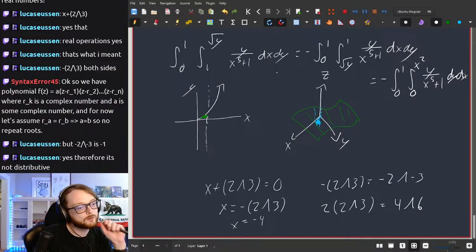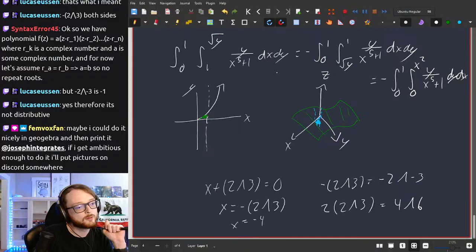Polynomial f of z with complex coefficients. For now, let's assume RA equals RB implies A equals B, so no repeat roots. Okay.